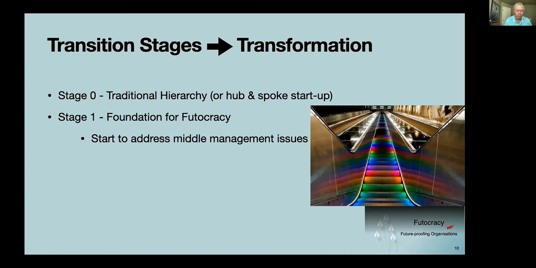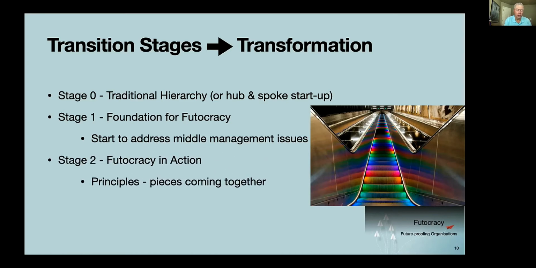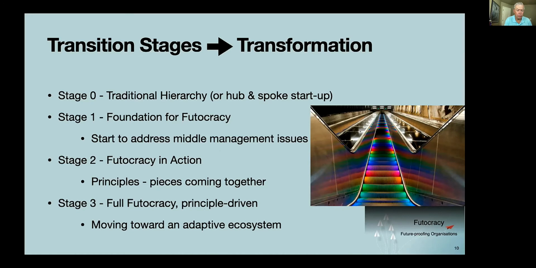That's stage one. Stage two then will move into futocracy in action. It's starting to put the principles into place. Stage one really starts the conversation. Stage two starts to move the pieces and actually implement some of those principles. Stage three then is really full futocracy that is principle driven and is really moving to an adaptable ecosystem. This is a critical component in that all the pieces are coming together and it's operating as a series of tightly interconnected ecosystem components.